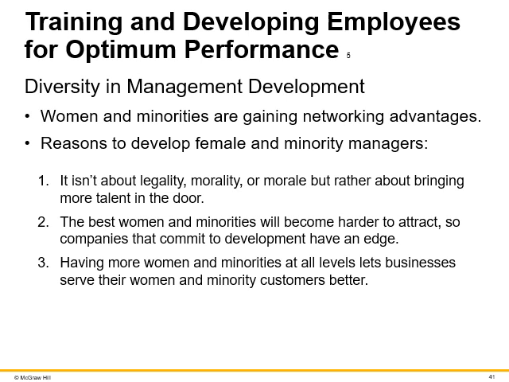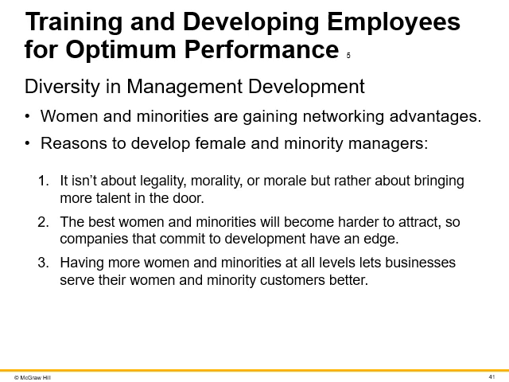Companies that take the initiative to develop female and minority managers understand 3 crucial principles. 1. Grooming women and minorities for management positions is not about legality, morality, or even morale, but rather about bringing more talent in the door, which is the key to long-term profitability. The best women and minorities will become harder to attract and retain. So, companies that commit to development early have an edge.